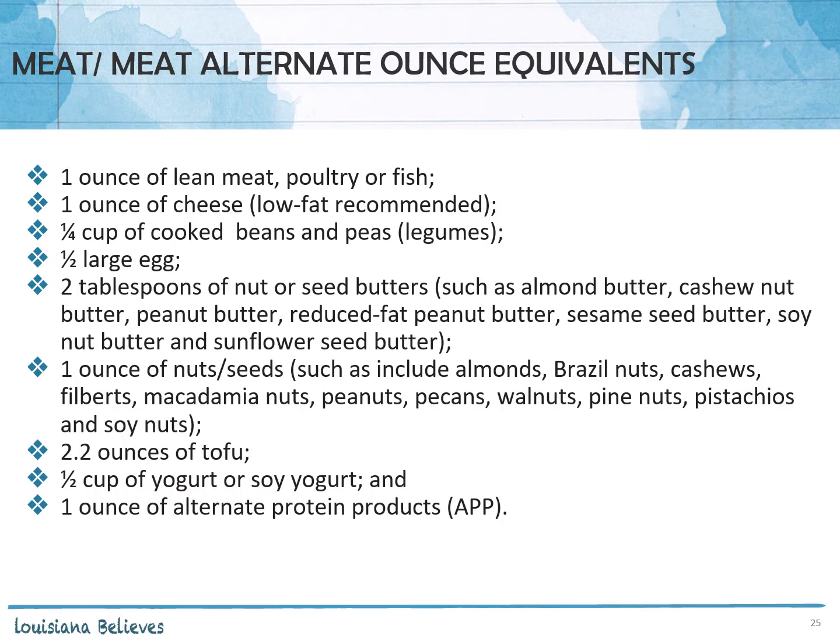The serving sizes for meat alternates are provided in ounce equivalents, which is the amount of meat or meat alternate that is equivalent to 1 ounce of cooked lean meat, poultry, or fish. For example, 1 ounce equivalent of meat equals 1 ounce of lean meat, poultry, or fish, 1 ounce of cheese, a 1/4 cup of cooked beans and peas, a half of a large egg, 2 tablespoons of nut or seed butters, 1 ounce of nuts or seeds, 2.2 ounces of tofu, a half cup of yogurt or soy yogurt, and 1 ounce of alternate protein products.